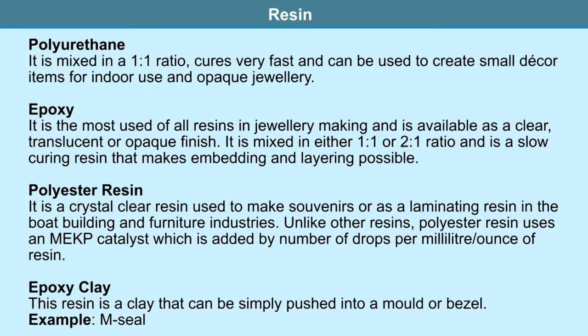Polyester resin. It is a crystal clear resin used to make souvenirs, or it is used as a laminating resin in the boat building and furniture industries. Unlike other resins, polyester resin uses an MEKP catalyst, which is added by number of drops per milliliter or ounce of resin.